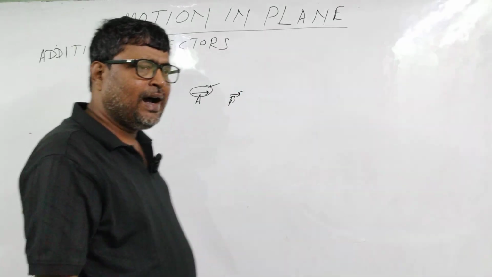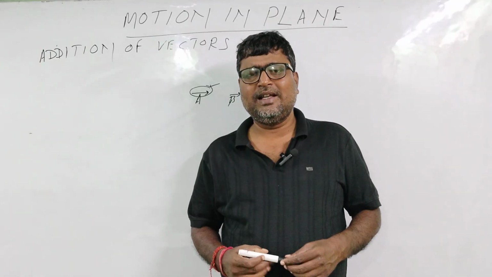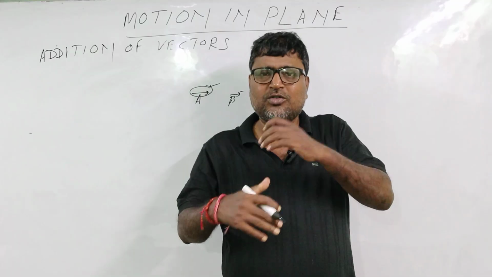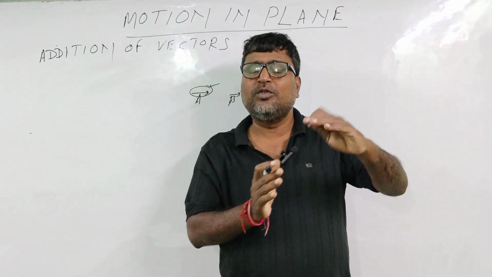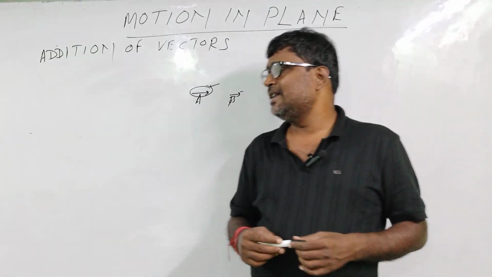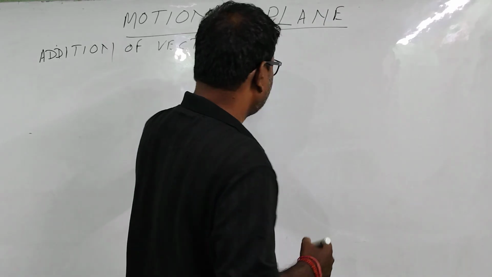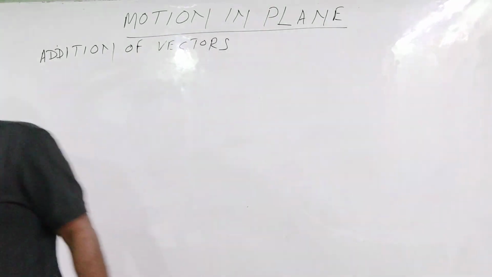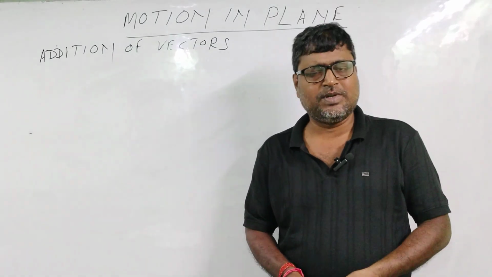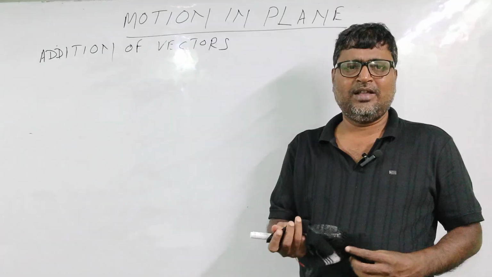Addition of vectors means we cannot add vectors algebraically. Vectors can be added geometrically. Vectors cannot be added algebraically like 3 plus 4 equals 7; we have to add them geometrically. For vector addition there are two laws: the triangle law and the parallelogram law of vector addition.